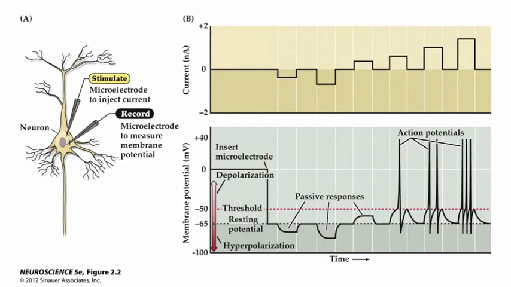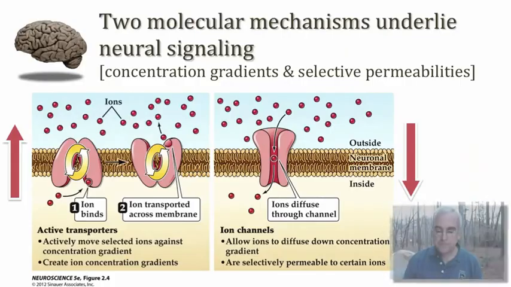All right, well, let's conclude this tutorial by considering what are the mechanisms that make all of this possible. We have to explain the resting membrane potential. We have to explain concepts like threshold, and why is the action potential an all or none event? So in order to explain these phenomena, we need to consider two basic molecular mechanisms that account for neural signaling.